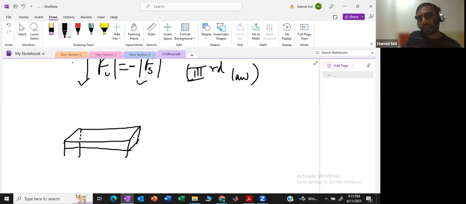This is the table. Here is your laptop or book, whatever it is. Right. So this is your book. This is not a hospital bed. You cannot.